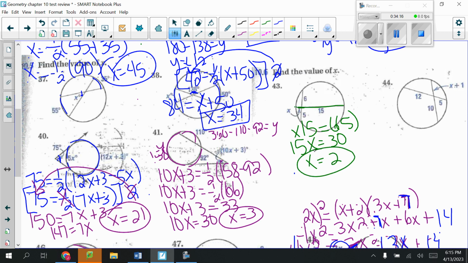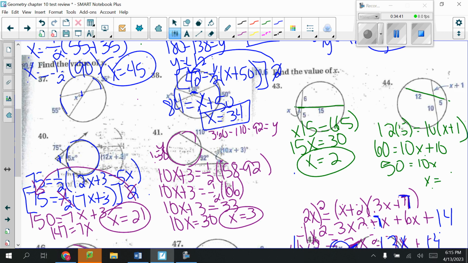This other side, again, this chord has the 12 and the 5. So I multiply 12 times 5. I set that equal to 10 times x plus 1. So 12 times 5 gets me 60. Distribute my 10, 10x plus 10. Subtract 10 over, so I get 50 equals 10x. So x is equal to 5.